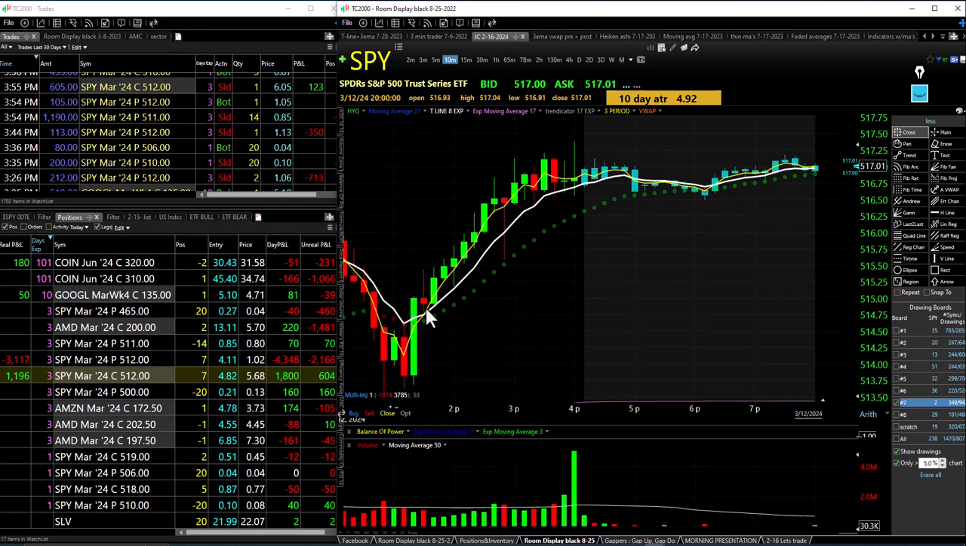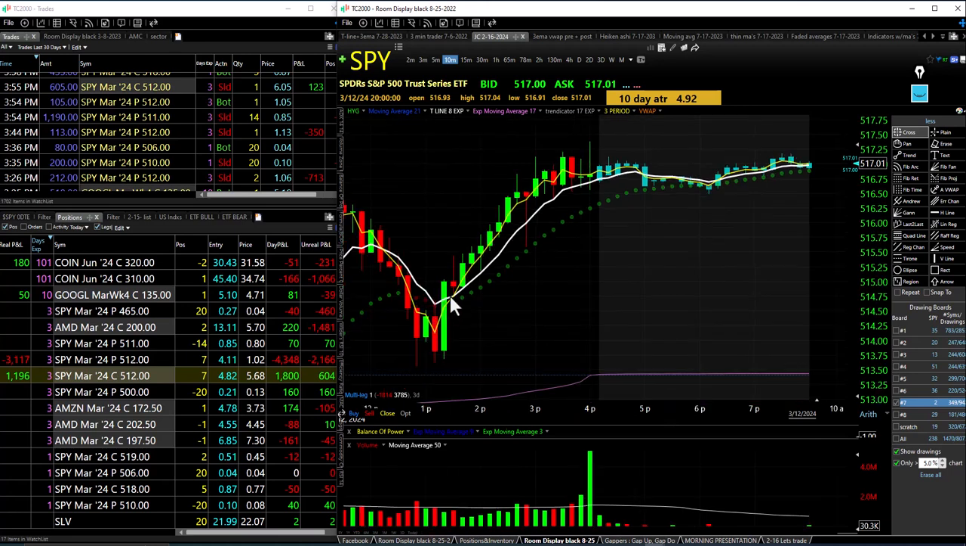Now, on the stop for this candle right here, my entry was right here. My stop goes right underneath, 10 cents underneath the red candle that it just erased. Okay? Because I know a lot of you are asking, where does your stop go? My stop goes 10 cents under the bottom of that red candle.